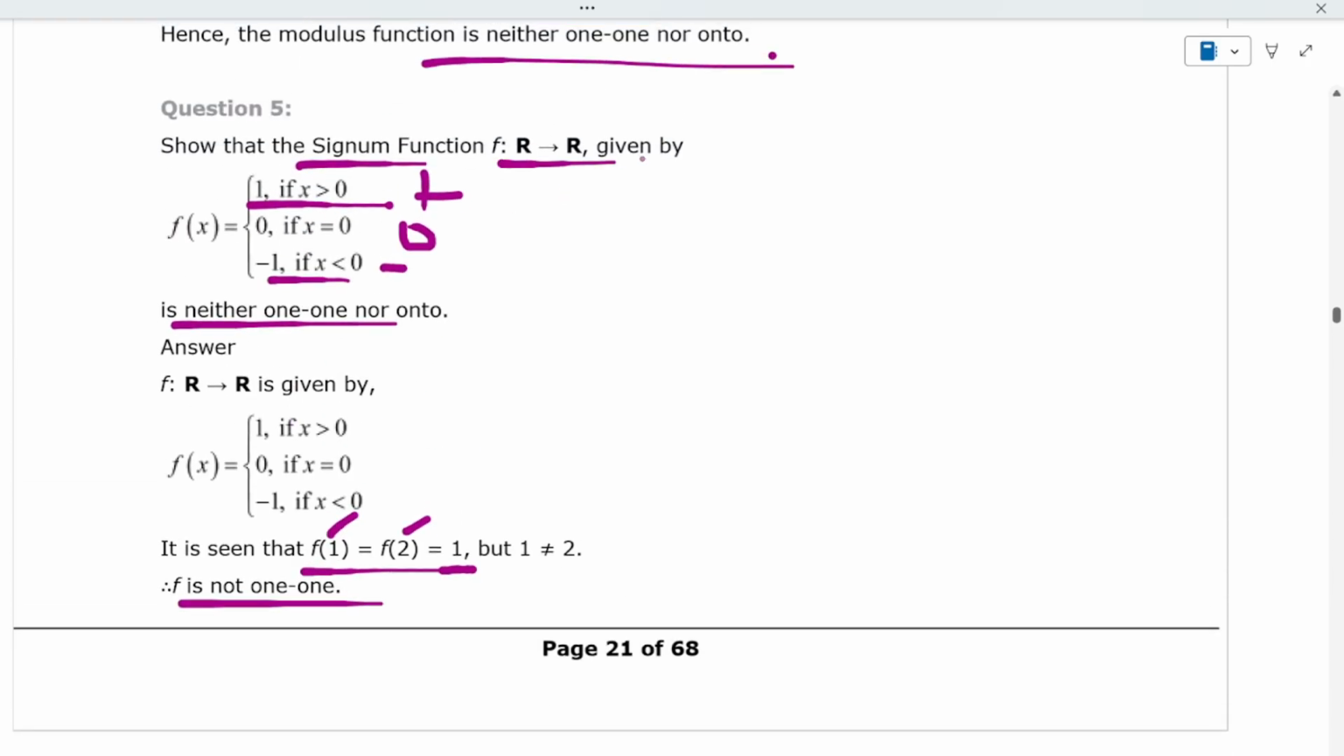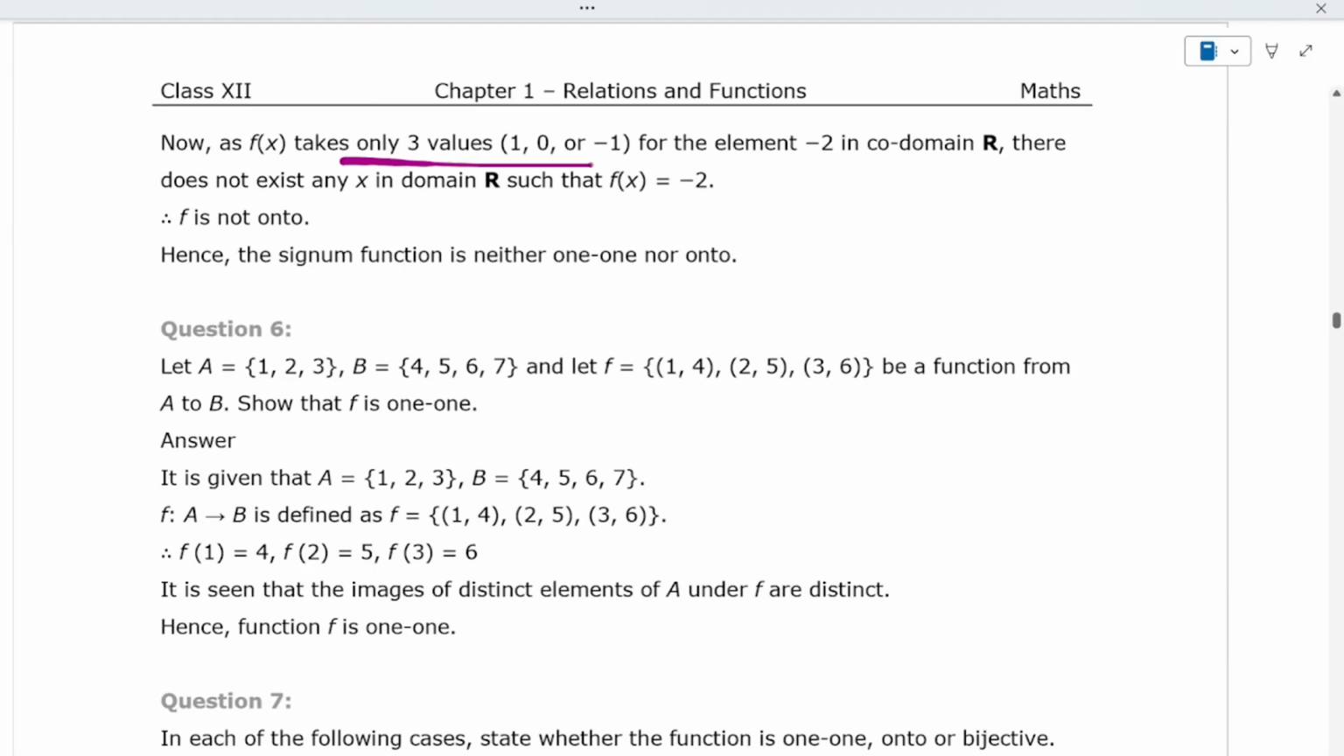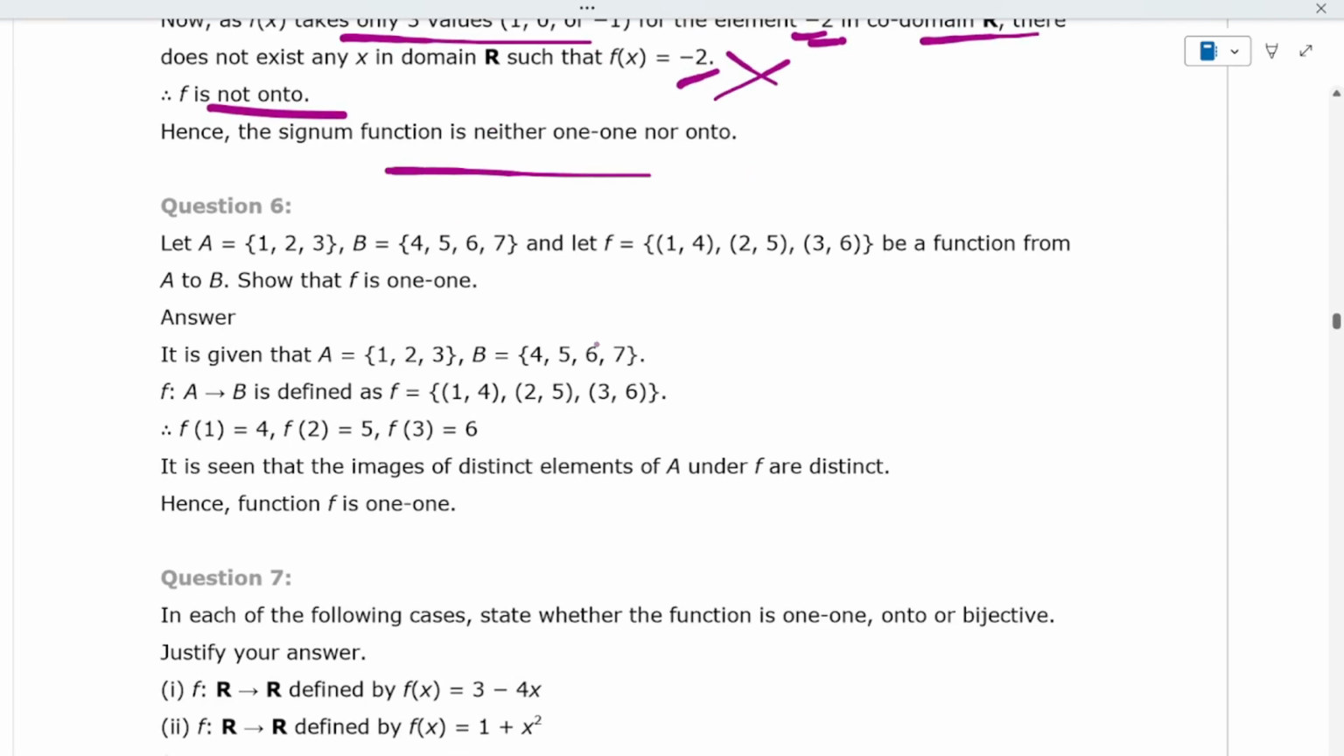They have given the function on rational numbers. Next, you take three values 1, 0 and minus 1, and in the codomain, R is the codomain, right? Minus 2 is not existing in the codomain. So we say that it is not onto. It is neither 1-1 nor onto.